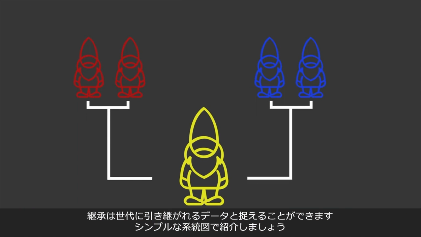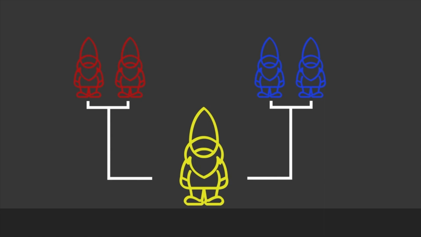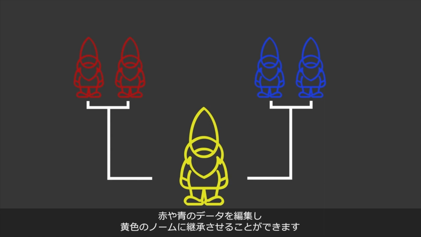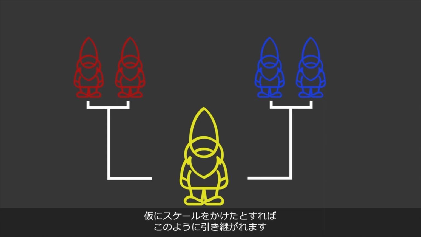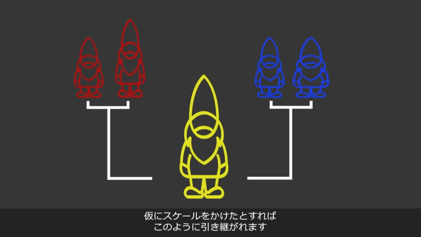If we look at this primitive example here, we can see that we have a couple of different lineages. We have our red gnome lineage and our blue gnome lineage, which produces our yellow gnome. Now, adjusting one of the grandparents will adjust the parent, and finally the child. So if we scale this guy up, we'll see that it scales everything up. If we scale the other side of the lineage, we'll see the same effect.